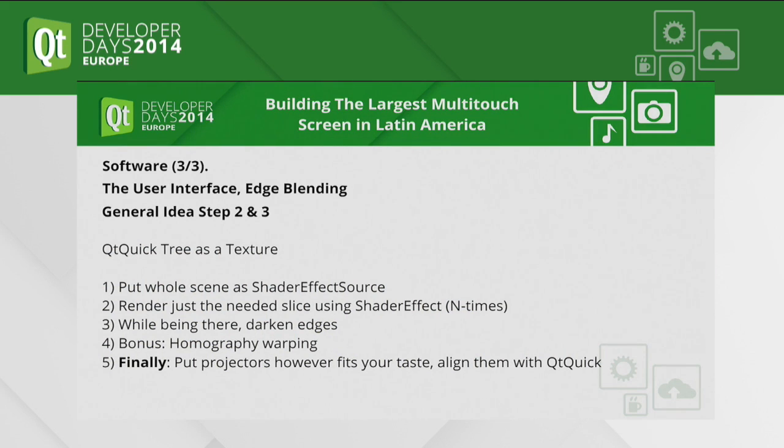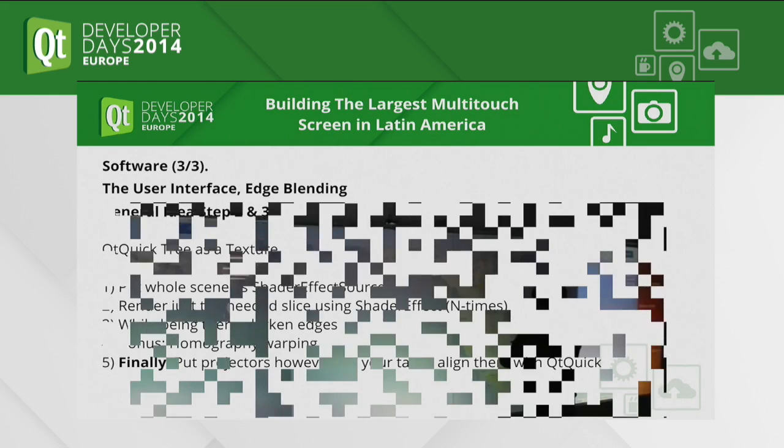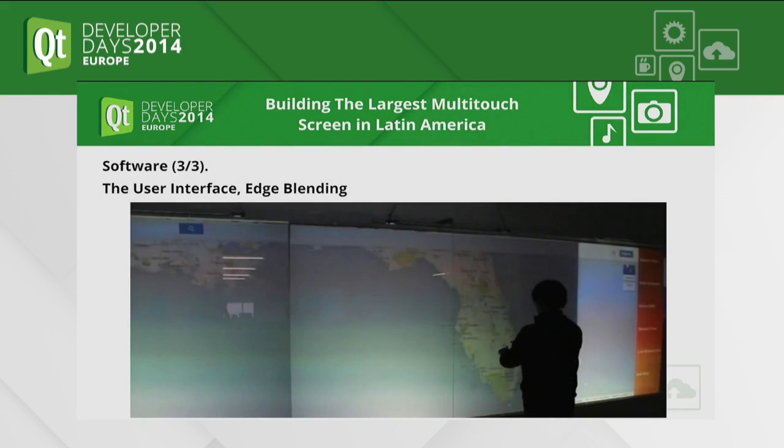So, in step 5, we put the projectors wherever we want. As long as we have blue screens, we put any technician and say, hey, fill this blue screen with the projectors however you want. And then another person goes and aligns them. So we started with this, with the ugly artifacts.